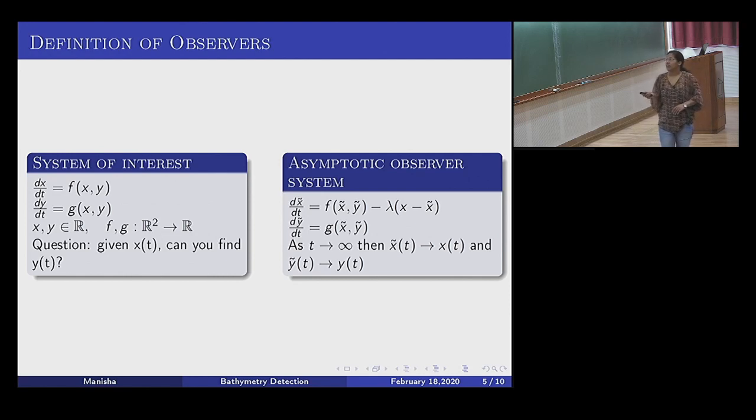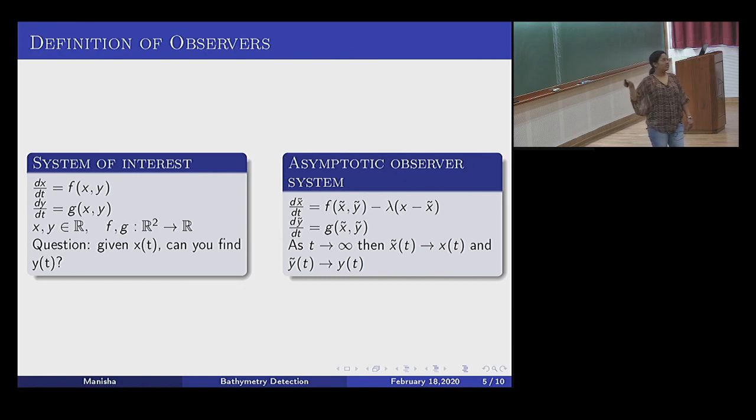For that, we'll consider this asymptotic observer system, in which this exact part is the same as this one, with x changed to x tilde and y to y tilde. And this is something called a feedback term, where lambda is the gain of the observer. Lambda here is a positive real constant. The idea is that if we wait long enough, then x tilde goes to x, this term is 0, and this system is exactly the same as the original system. Then y tilde goes to y.